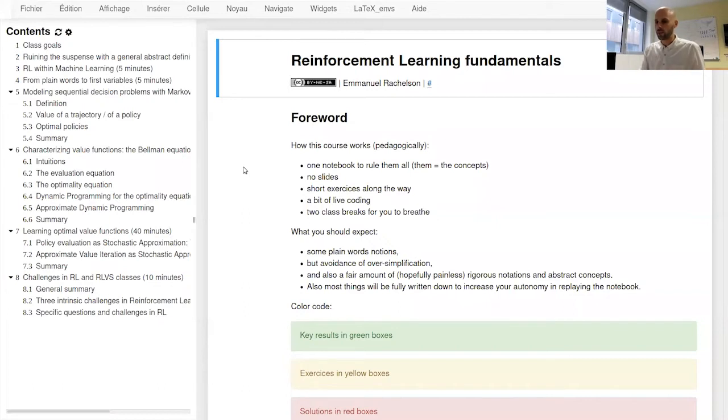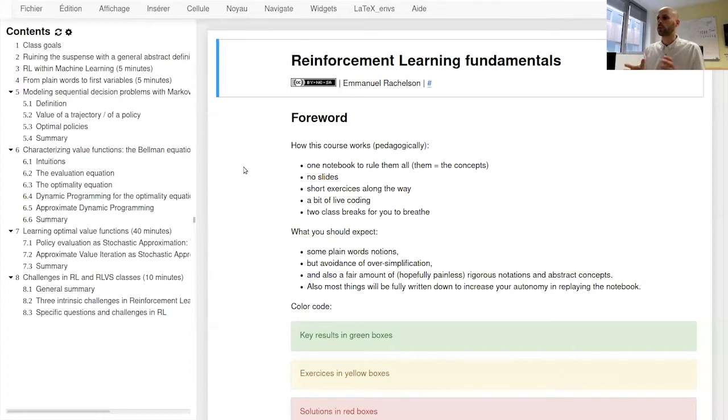Some of them will be fairly mathematical, some of them will be algorithmic. My goal is for you, by the end of the session, to have a general grasp of the vocabulary and the main concepts that we will encounter all throughout the virtual school.